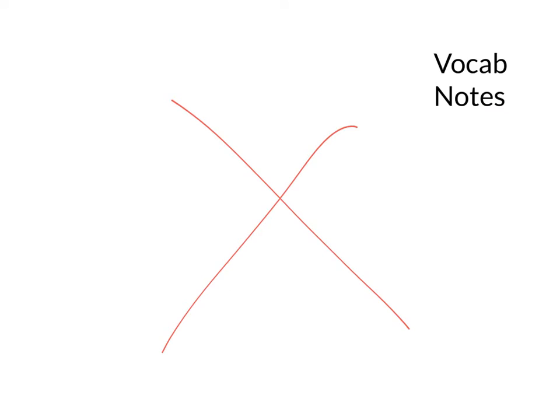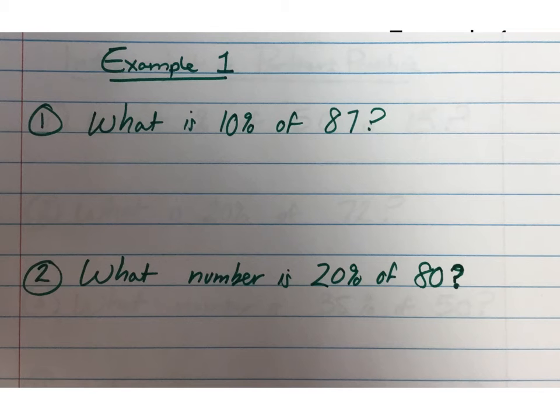As I said before, you do not have vocab notes. Now we're on to example 1. We know that means I'm going to write the problem for number 1 and 2. Mr. C is going to do the work, and I'm going to follow along.